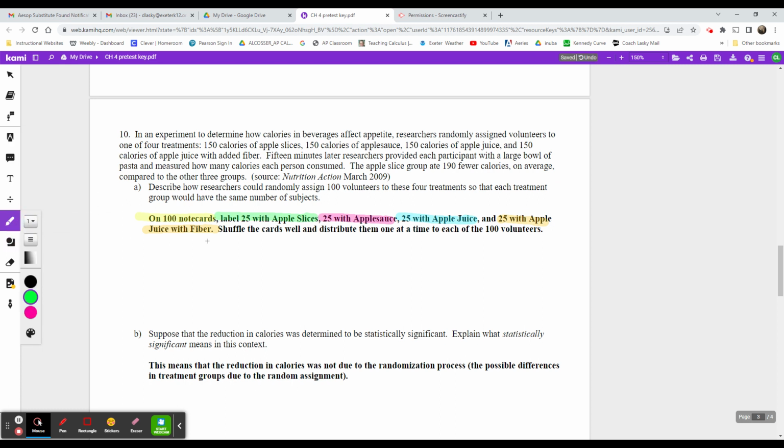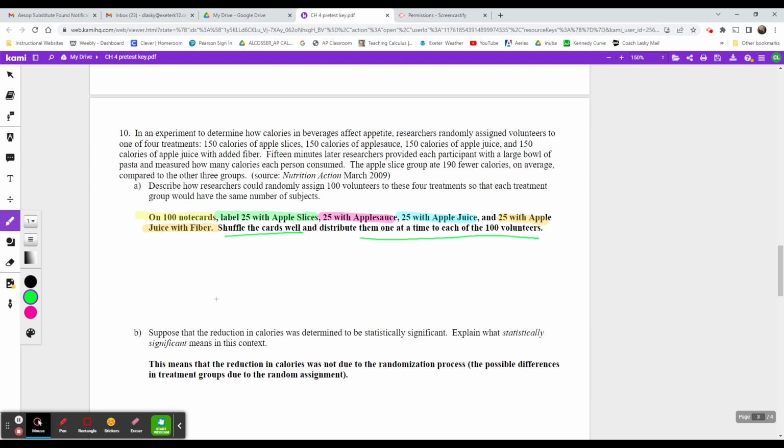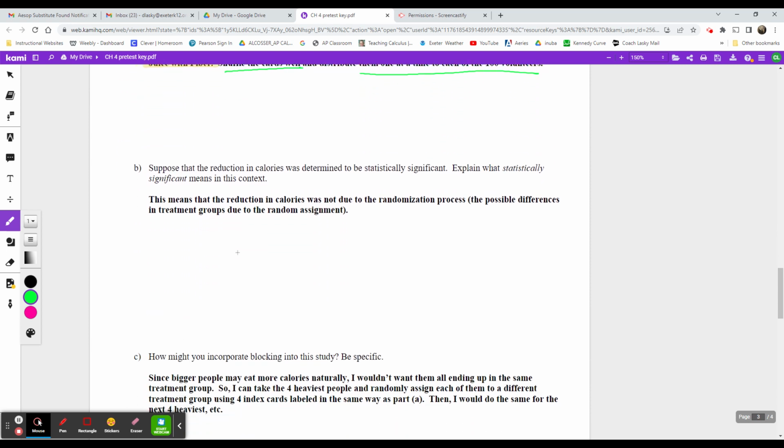They shuffled the cards and distributed them one at a time to the volunteers. So everybody was random. So you can do this also. Label 25 pieces of paper with apple slices, 25 applesauce, 25 apple juice, 25 apple juice with fiber. Put them in a hat, shake them around, and then draw one at a time to the 100 volunteers. Okay? So same idea. You can use note cards, a hat, anything.